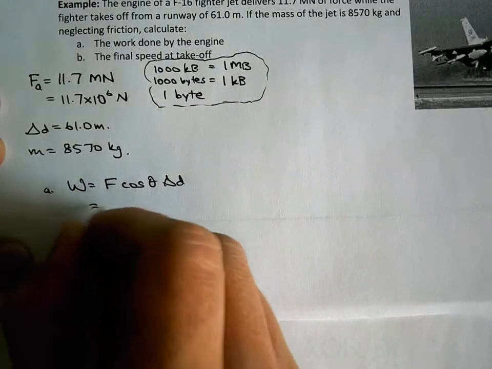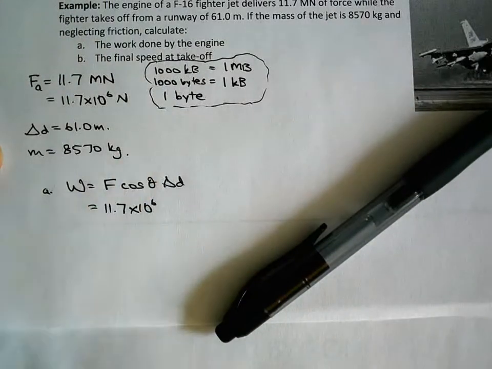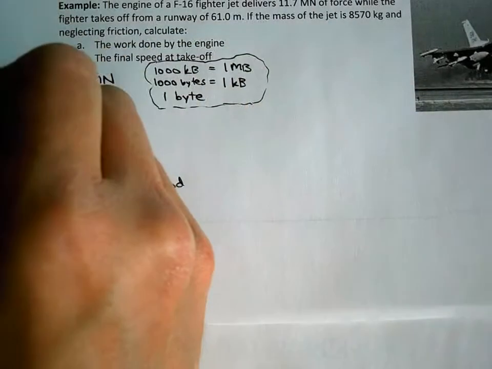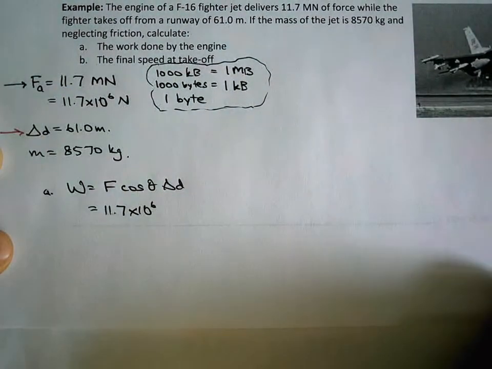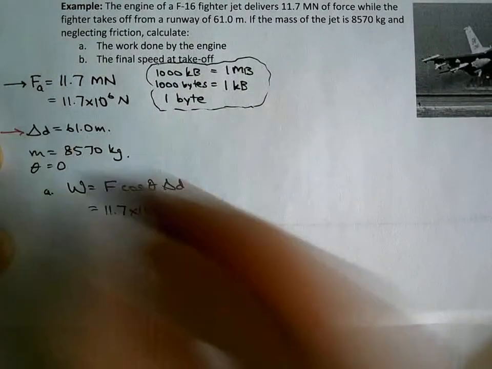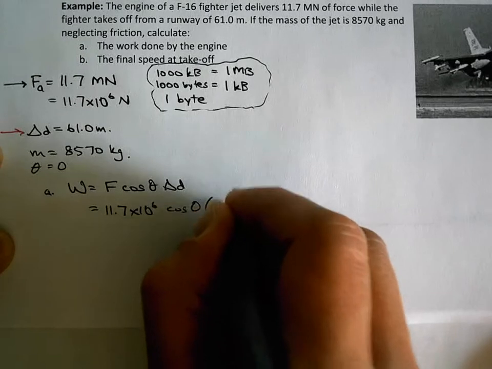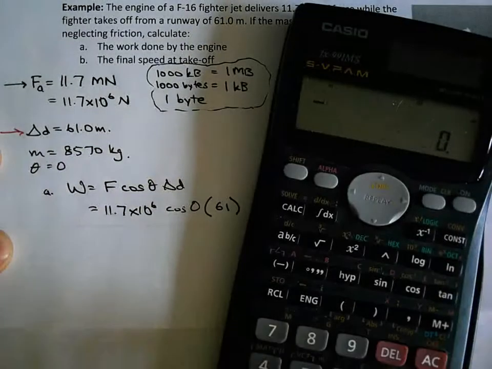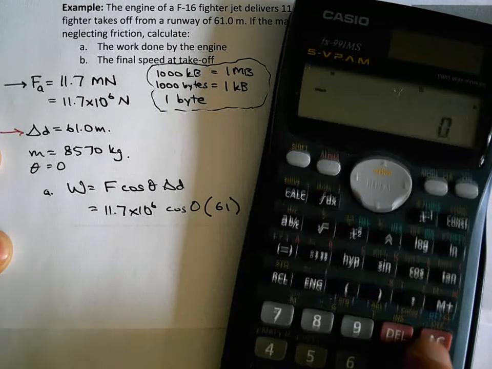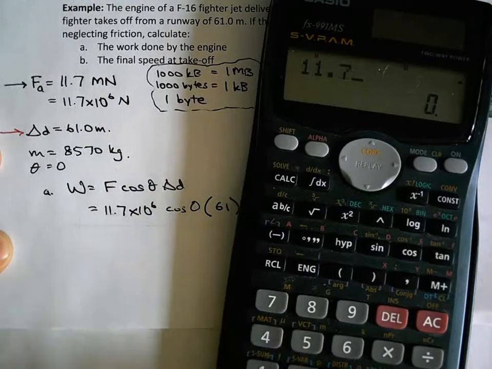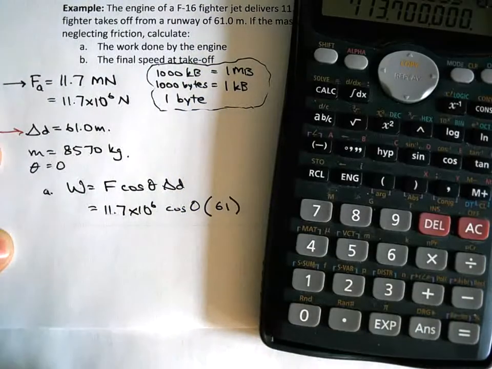Oh well, we know what F is. It's 11.7 times 10 to the 6. What about theta? Well, I know that F is going forwards, and I know that delta d is going forward. So therefore, I know that theta is 0 because these are in the same direction. And the displacement is 61. Okay, let me multiply all these things together. 11.7 times 10 to the power 6 times cos theta times 61. And that, oh my goodness, it's a humongous number.